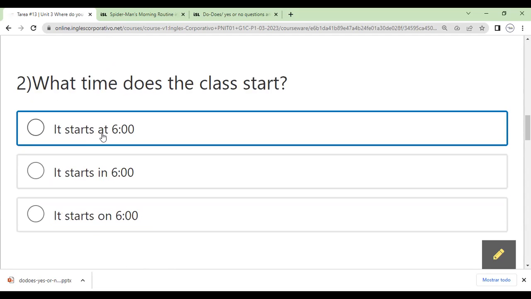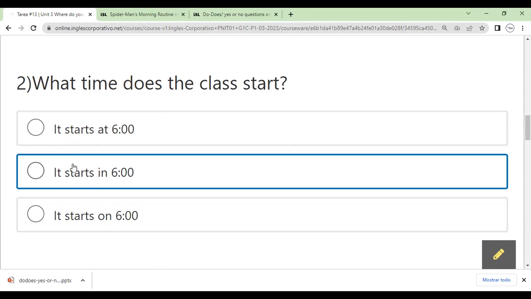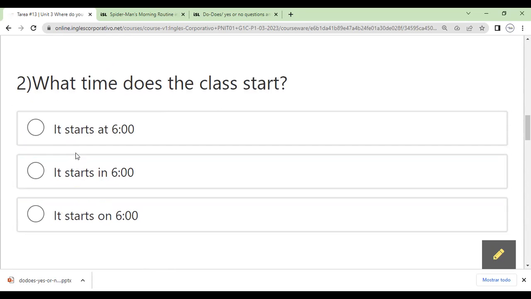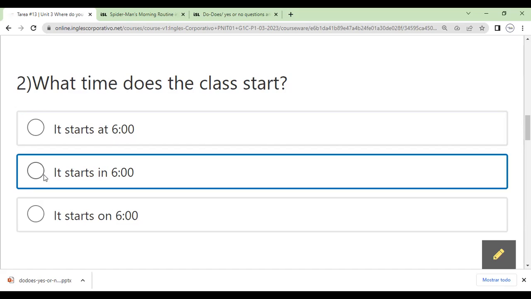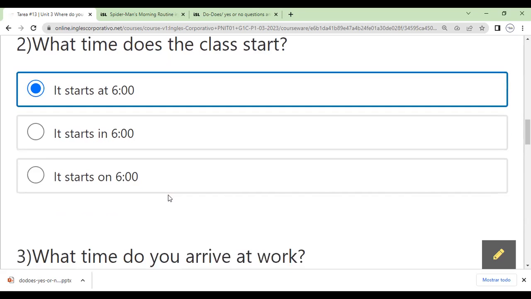The difference is at, in, or on. The first one, the second, or the third one? It starts at six. It's this one. At. Yes. Okay, it starts at six.